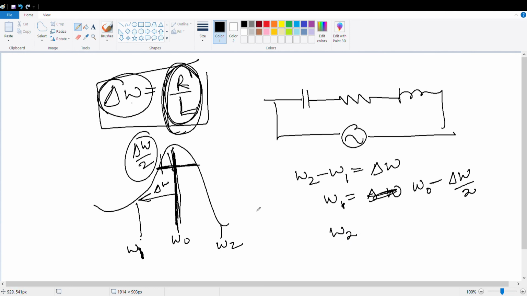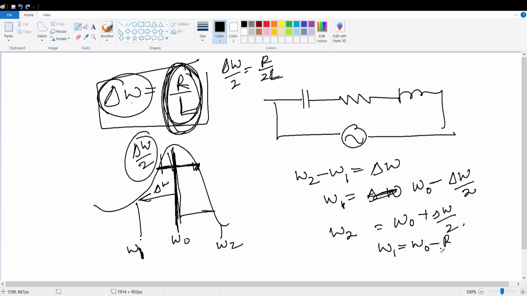Similarly, your W2 will be how much? W naught plus delta W by 2. Am I correct? But you know delta W is R by L. So what will be delta W by 2? R by 2L. So your W1 will be W naught minus R by 2L and your W2 will be W naught plus R by 2L.